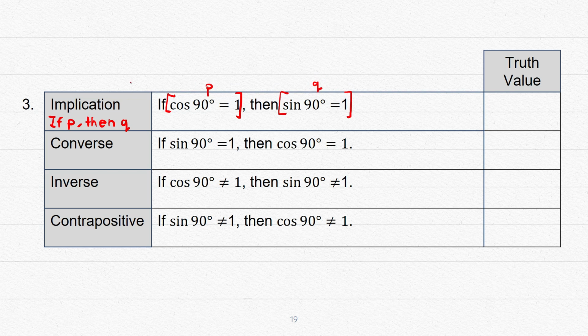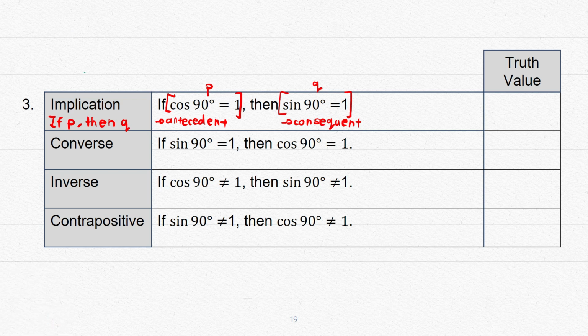From this implication, which one is the antecedent and which one is the consequent, P or Q? P will be the antecedent and Q will be the consequent. Next, we determine the truth value of P and Q.